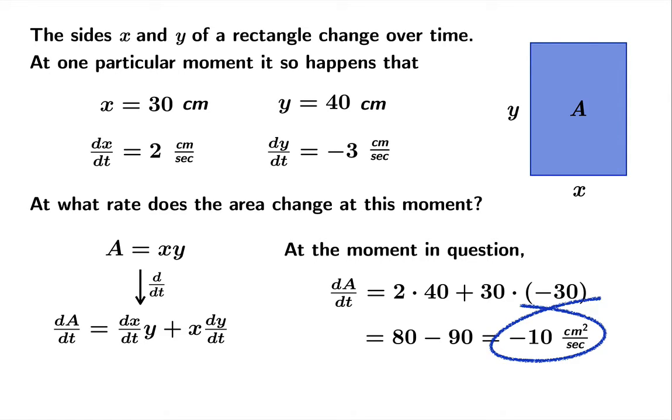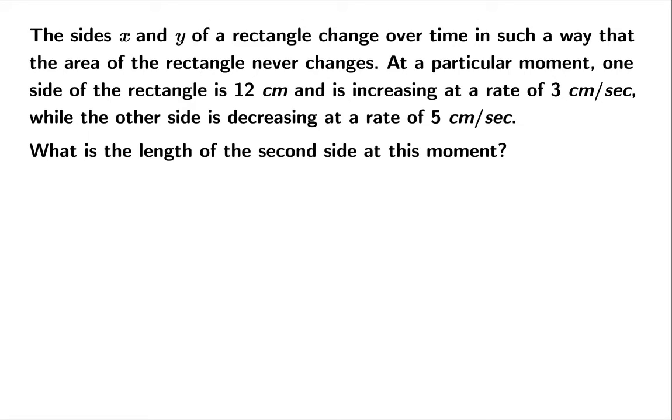Let's look at another rectangle problem. Suppose the sides of a rectangle are changing in such a way that the area of the rectangle never changes. And then there's a particular moment where one side of the rectangle is 12 centimeters and it's increasing at a rate of 3 centimeters per second, and the other side's decreasing at that moment at a rate of 5 centimeters per second. And the question is, what's the length of that second side at the same moment?